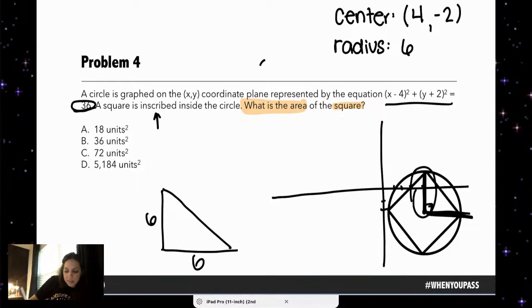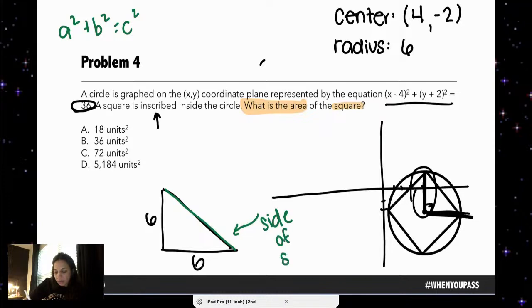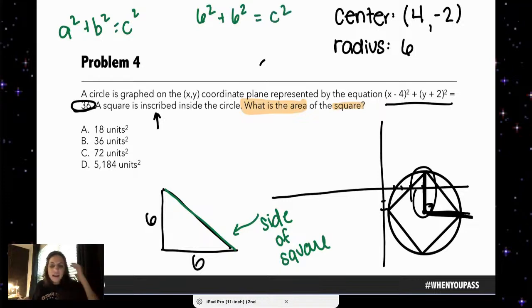So by doing Pythagorean theorem, I can find what the edge of my square is. And then I can just do that times itself to find the area, right? So a squared plus b squared equals c squared. How do I know that c is the one that's missing? Because it's across from the 90-degree angle.